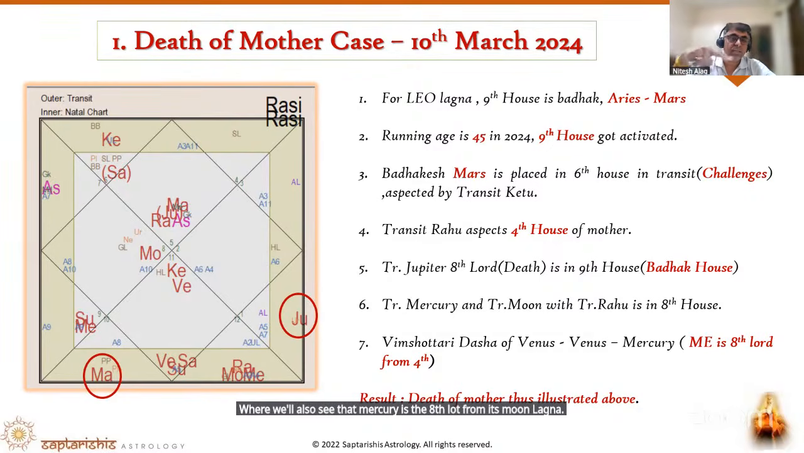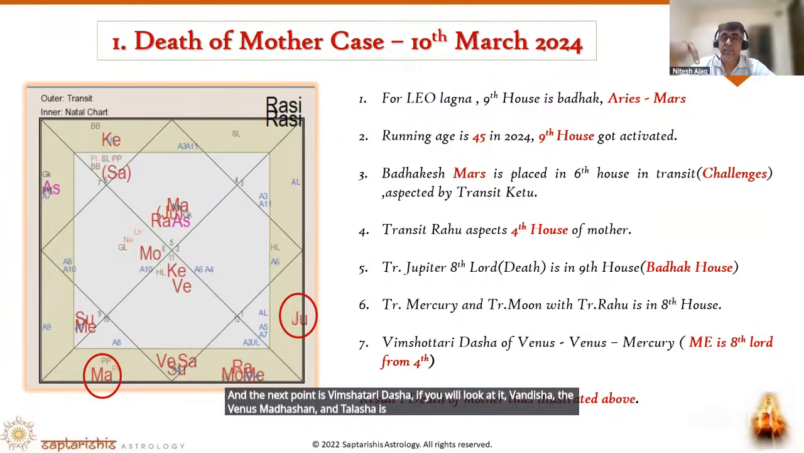Mercury is already the eighth lord for the mother as well as for the fourth house. And the next point is Vimshottari Dasha. If you look at it, for this chart, the Venus Mahadasha and Antardasha is running, and Mercury, the eighth lord from the fourth, is the Dasha which is running. While you will see the Lagna chart, you will say that it's the 11th lord Dasha running. But from the Moon Lagna, we need to consider that Mercury is not good for this candidate.